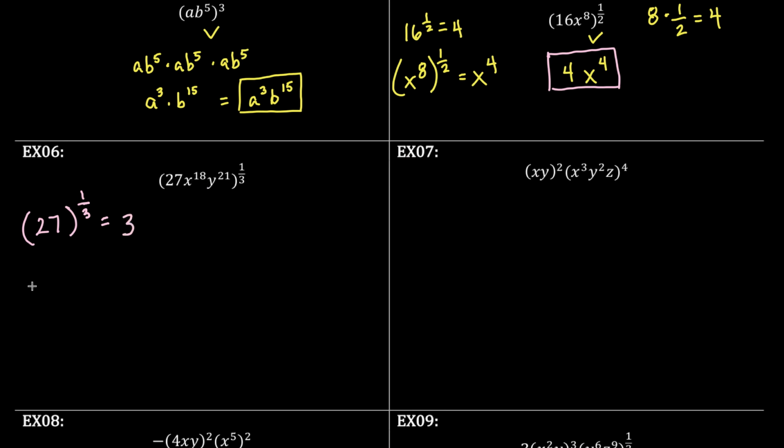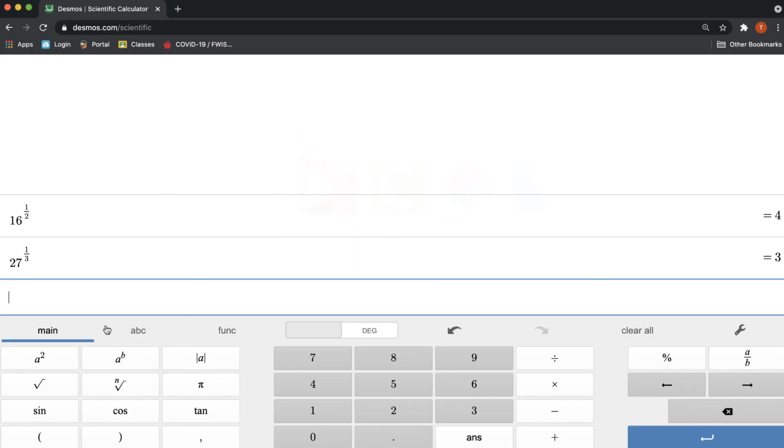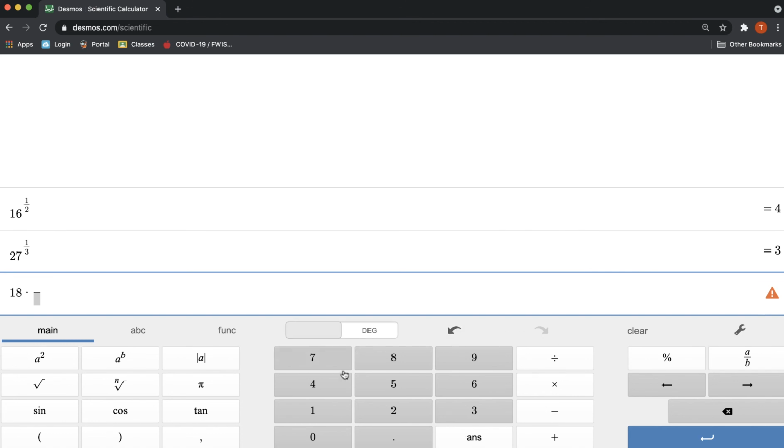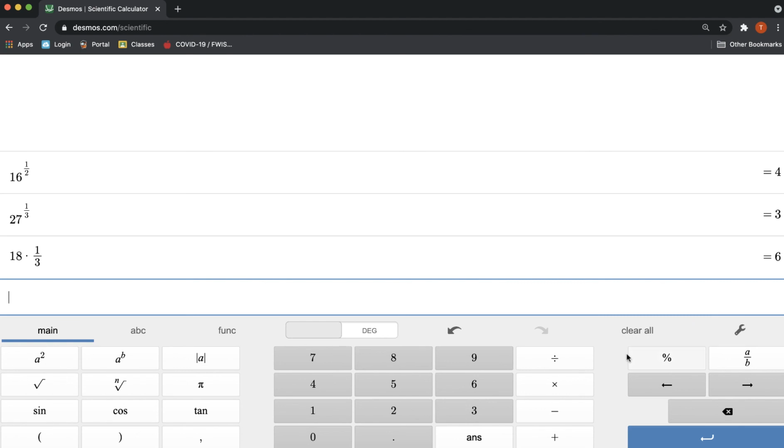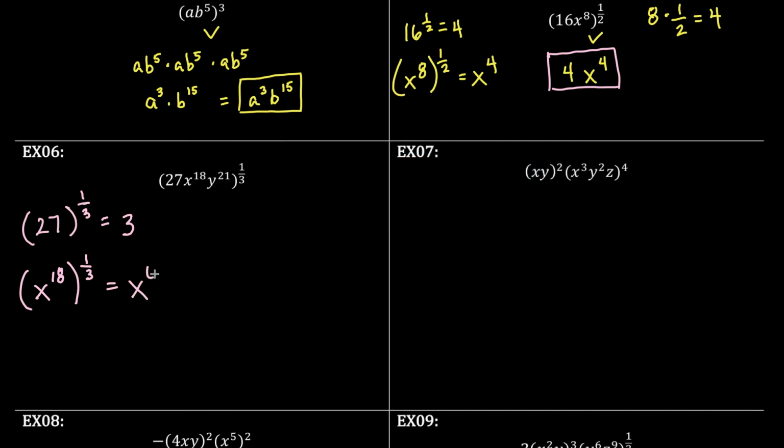Let's do x to the 18th to the power 1/3, or to the 1/3 power. So 18 times 1/3. You can do that here too if you want. 18 times 1/3 is 6. So that means this is x to the 6th power.